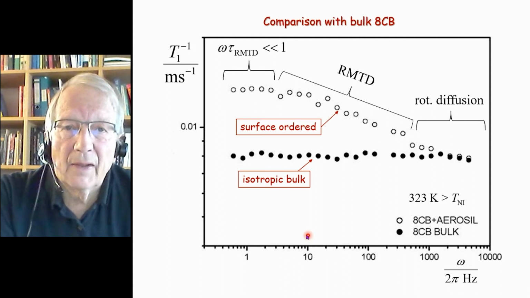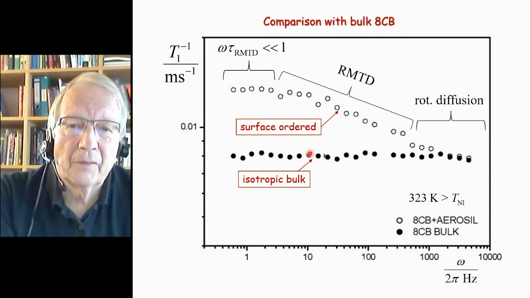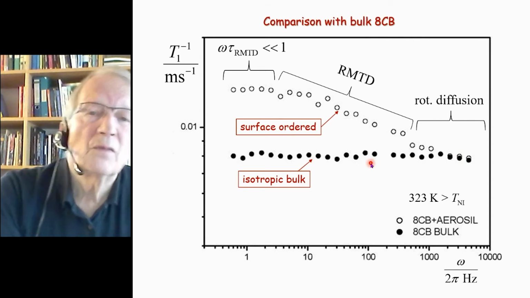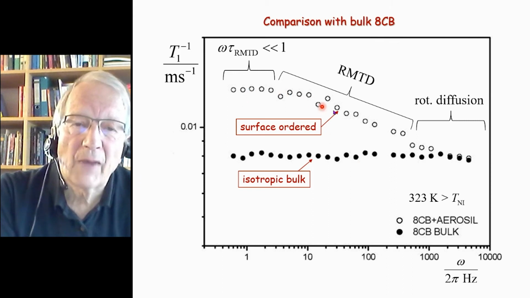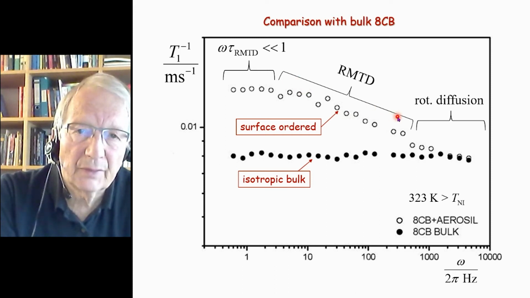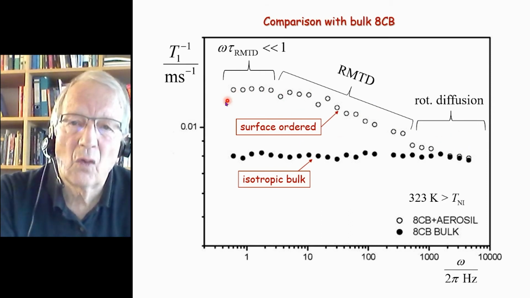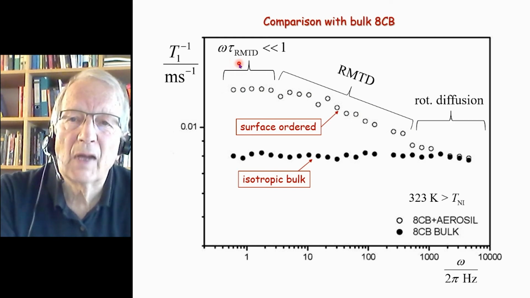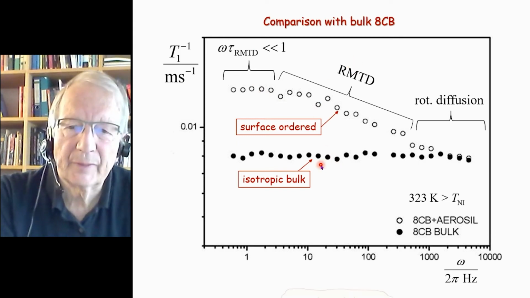Now, if we compare this with bulk HCP, we just see again there is no dispersion at all. There are no fluctuations in this frequency range, while in this confined material we have this RMTD process and rotational diffusion of molecules. And this is an ordinary low frequency plateau which is reached if the frequencies are lower than this mean correlation time for this process.